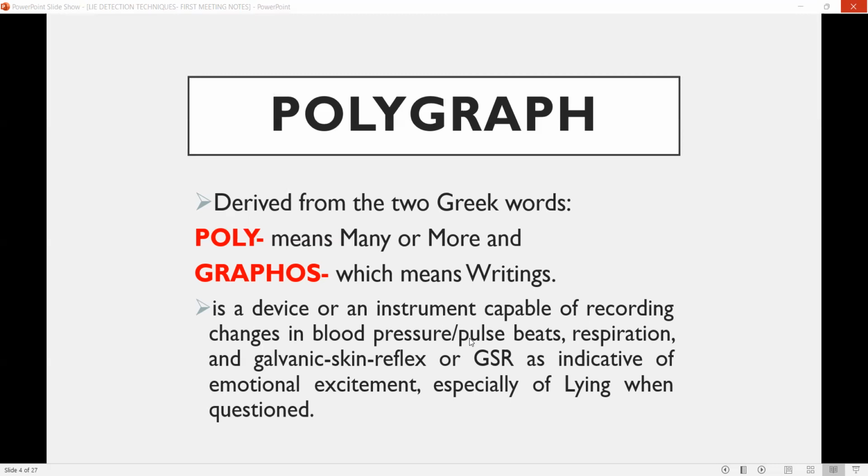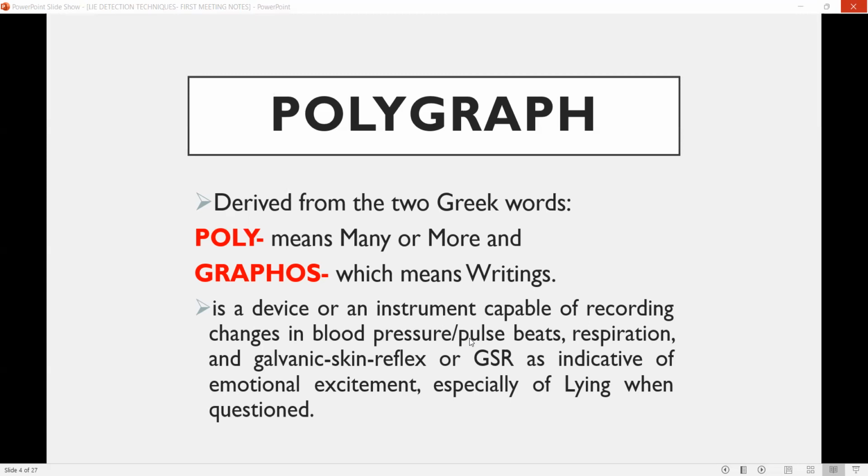And also blood pressure or pulse rate, that's the cardiograph. Cardiograph, one of the components of a polygraph machine, records the blood pressure or pulse rates. So when a normal person will lie, of course, there will be changes in blood pressure, unless of course you're a psychopath, whose blood pressure will not change because you'll be confident in answering questions.